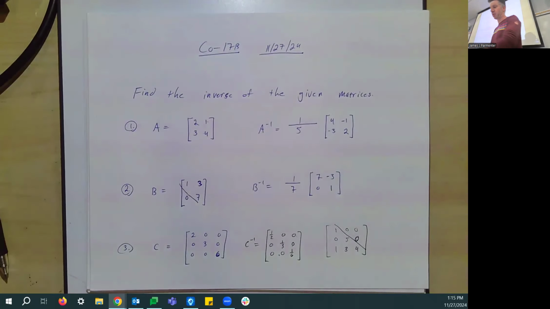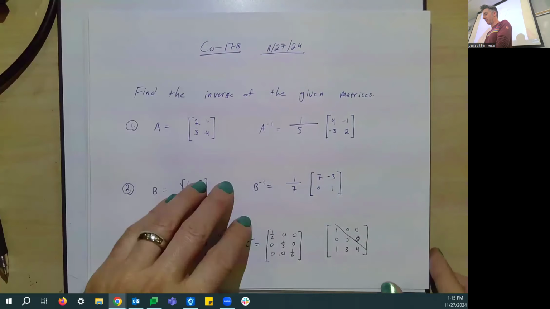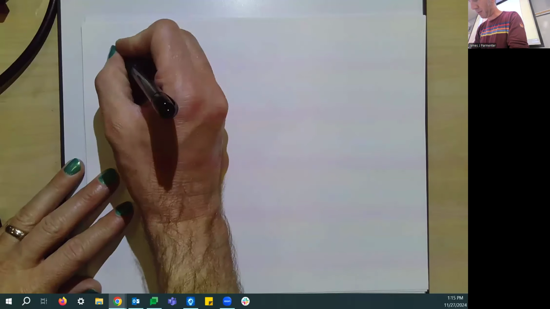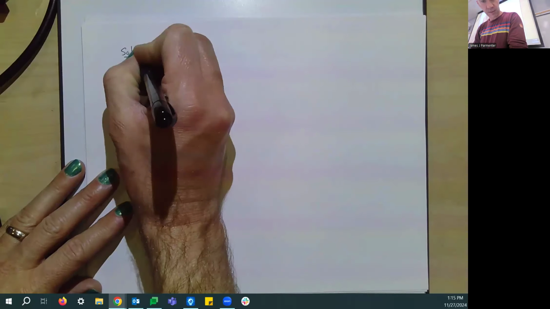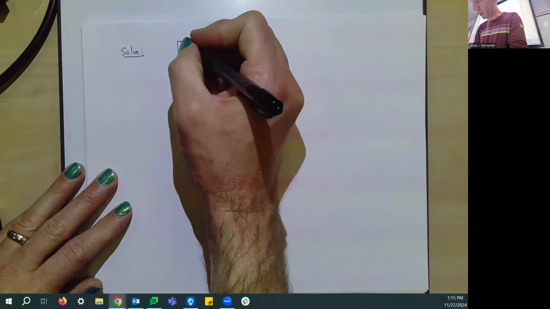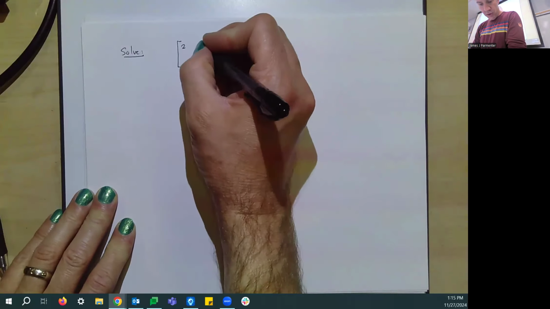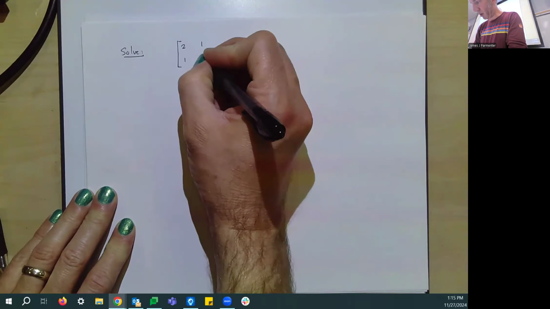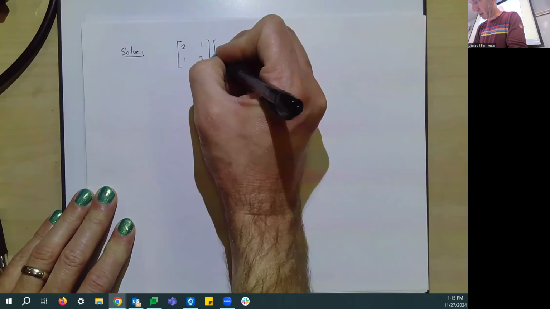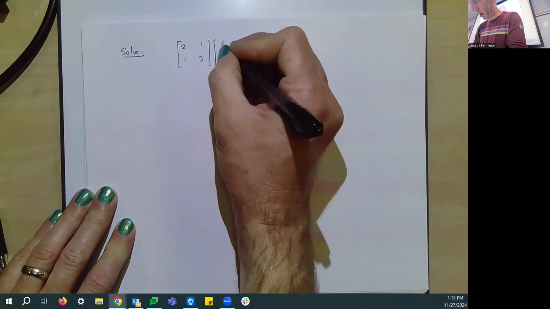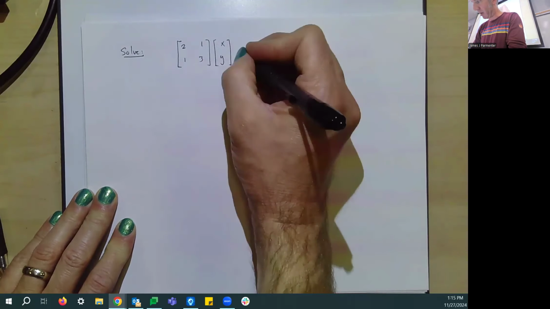Let's talk about solving matrix equations a bit more because there is an important kind of thing we're leading up to, which I think we'll get to today. Let's look at some matrix equations. Let's say we want to solve this equation: the matrix 2, 1, 1, 3 times the variable vector x, y equal to 7, 4.